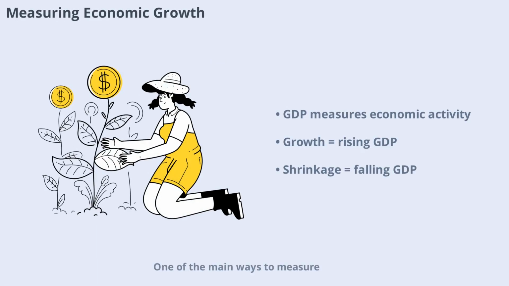One of the main ways to measure economic growth is the gross domestic product, GDP. GDP is the total value of all goods and services produced in a country in a year. When GDP rises, the economy is growing. When it falls, the economy is shrinking. Every sale, from a bouquet of flowers to a car repair, contributes to GDP. It's a key indicator of a nation's economic health.